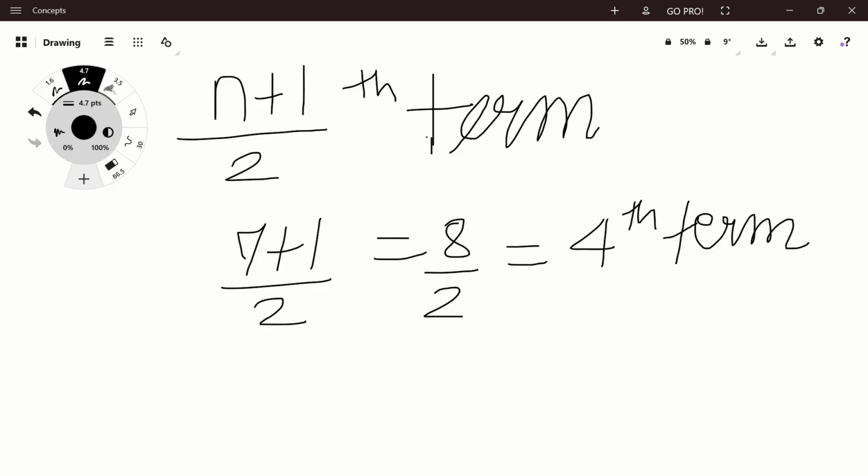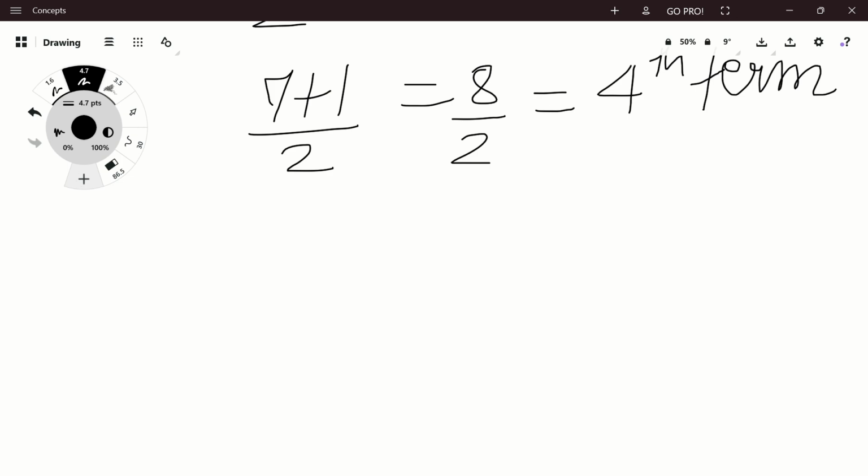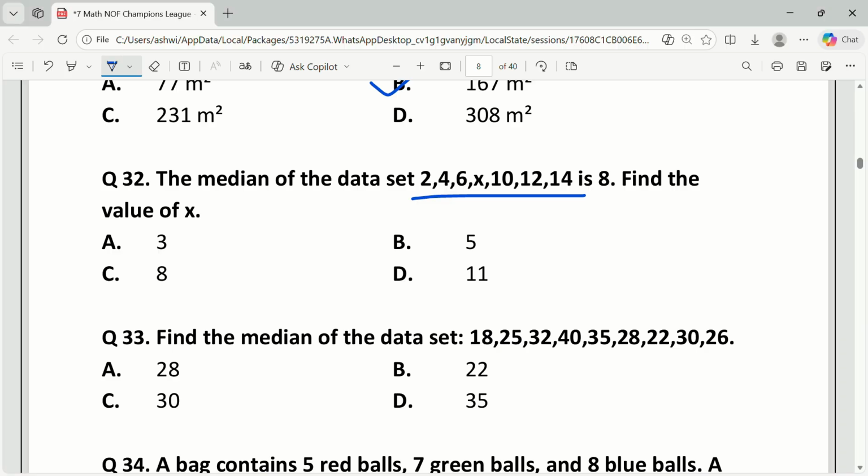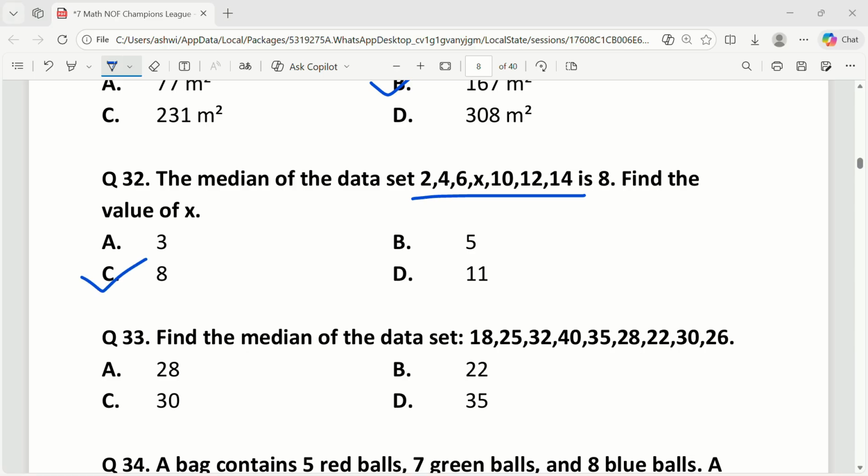Now determining the value of fourth term. The fourth term in the given sequence is x. The problem states that the median is 8. Hence, x is equal to 8. To ensure 8 is the median of the data set, it must be in ascending order. If x is equal to 8, the data set becomes in ascending order. So the correct answer is C, 8.